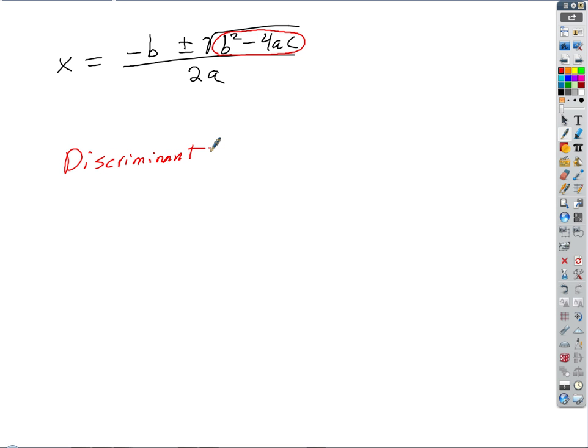I guess because it helps us discriminate between which type of solution we're going to get. The discriminant, it's D, capital D. A lot of times we'll write it as capital D, and it's just B squared minus 4AC. So what happens if the discriminant is positive? Which one of our graphical examples is that going to be?